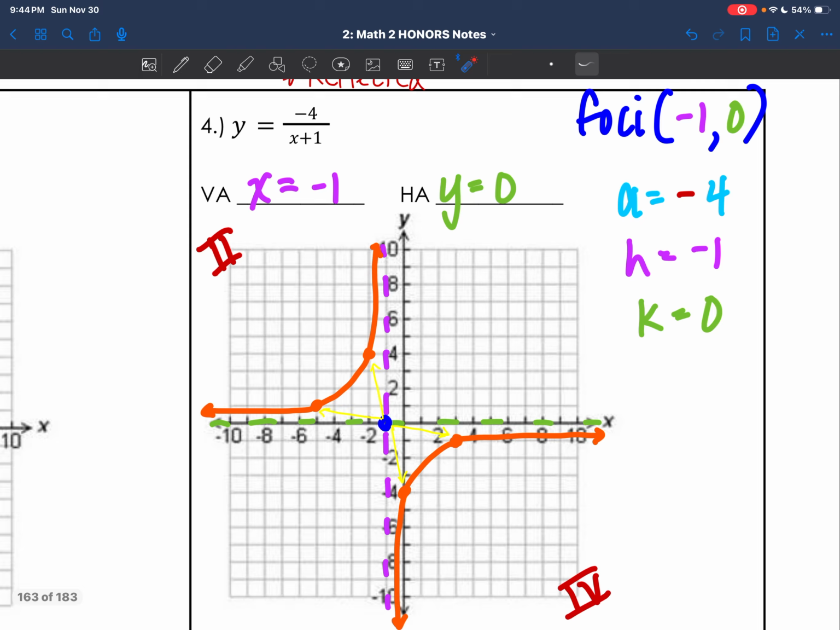All right, so now let's look. We've got H is -1. And then K, since there is no K written, we know K is going to be 0. So we can write our asymptotes from here and graph our asymptotes. So x equals -1 for your vertical asymptote, and your horizontal asymptote is y equals 0. So it crosses the x-axis at -1, and then it crosses the y-axis at 0.